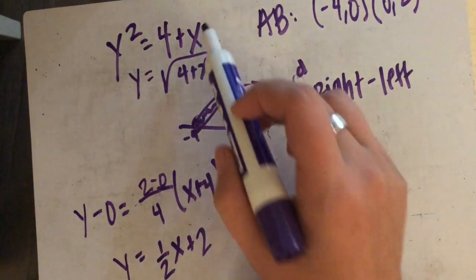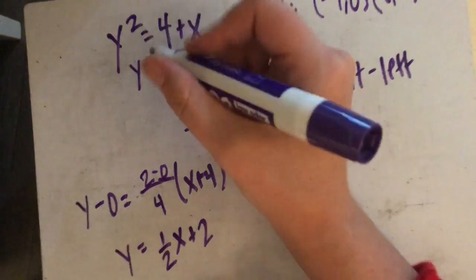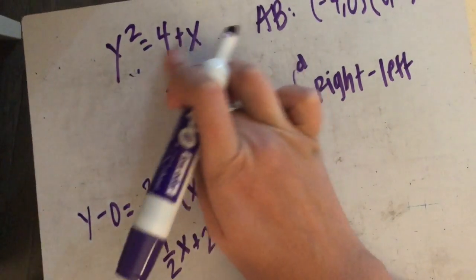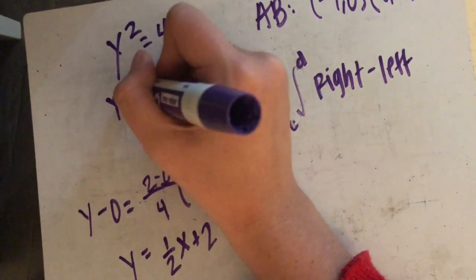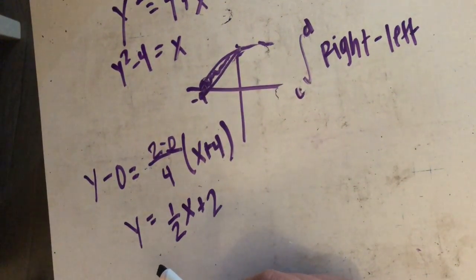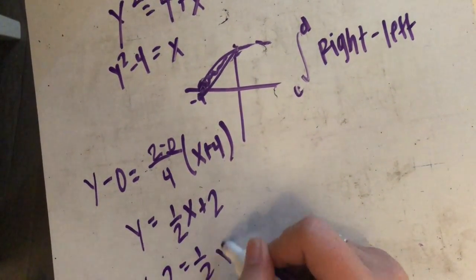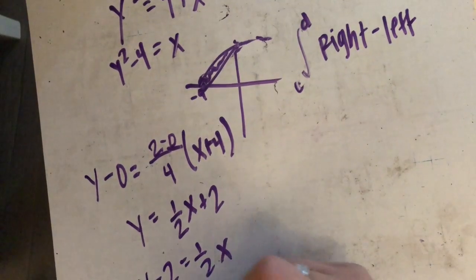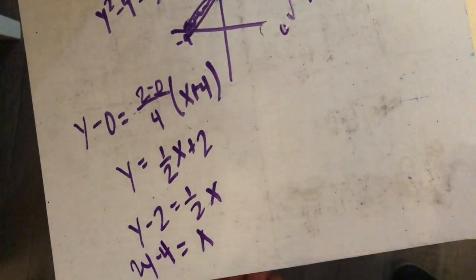And I'm keeping it, but I want both of these in terms of y, so I want to rearrange both of these. So instead of doing this, I would instead do this, x equals y squared minus 4, which is going to be easy for us to take the antiderivative of. And then this, I need to get the x by itself, so I'm going to do y minus 2 equals 1/2 x, multiply everything by 2, and I get x equals 2y minus 4. You see that there? Yes.